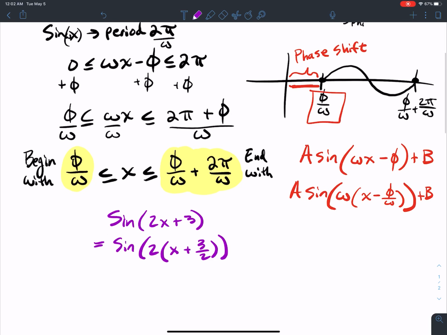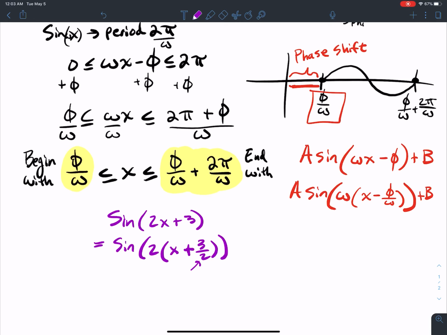So this tells you your phase shift, how far you go left or right. In this case, in particular, with a plus inside, you're going to be shifting it to the left, right? And the omega outside here, that's your speed. That's how quickly you're flowing through.